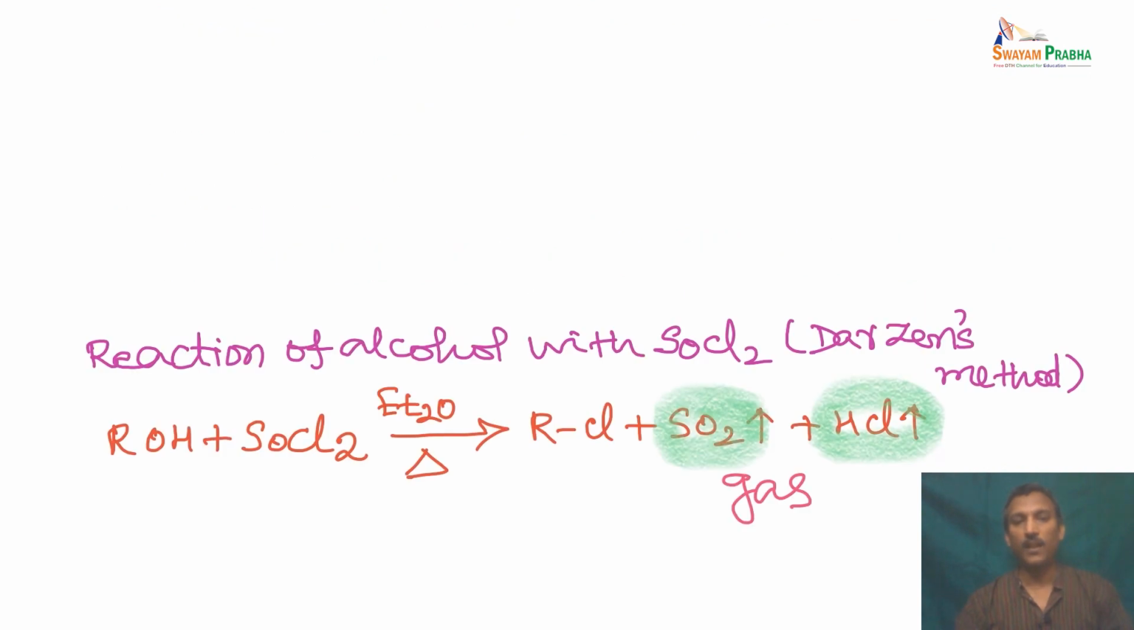And as I mentioned a little bit earlier, in the reaction of alcohols with thionyl chloride, that is the Darzens method, the sulfur dioxide and HCl are the gases which escape from the reaction medium. So this reaction is giving high yield of alkyl halides.